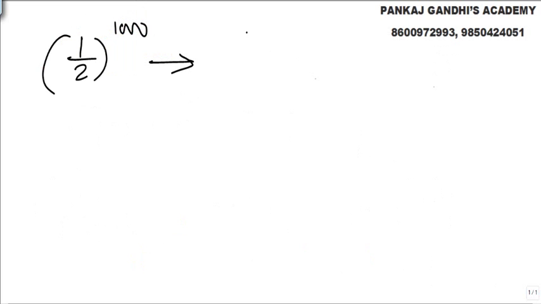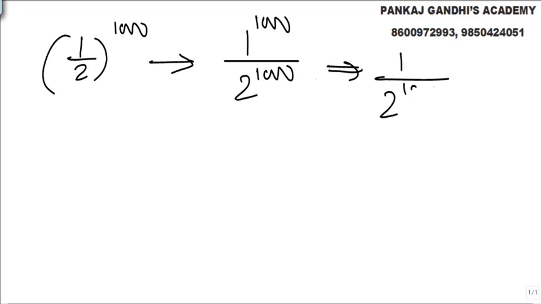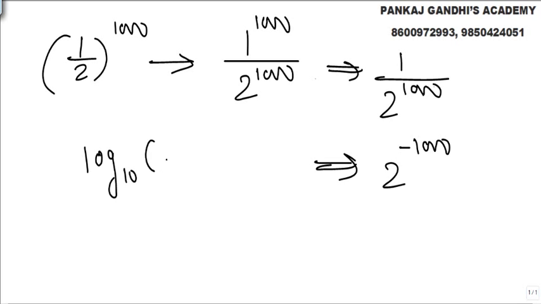Look, let's not confuse 1 raised to 1000 upon 2 raised to 1000. That's what it stands for, 1 raised to anything. So now this can be written as 2 raised to minus 1000. Again the same thing, take its log. Log to the base 10, 2 raised to minus 1000.